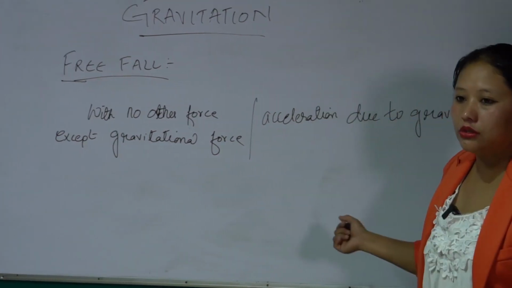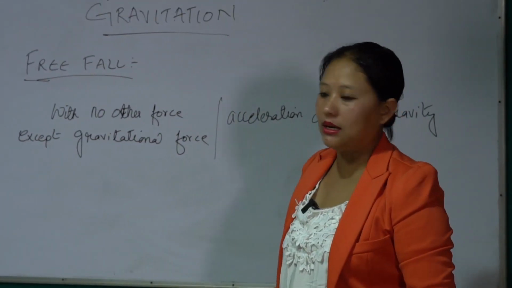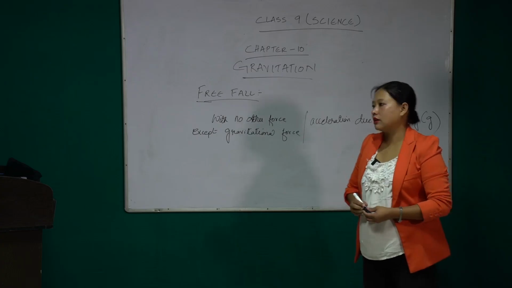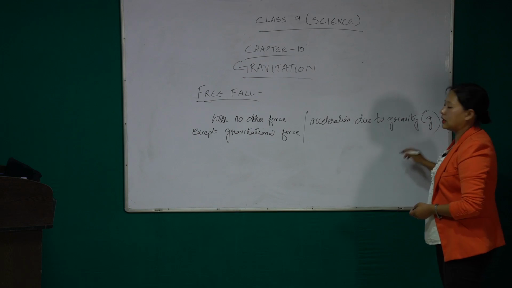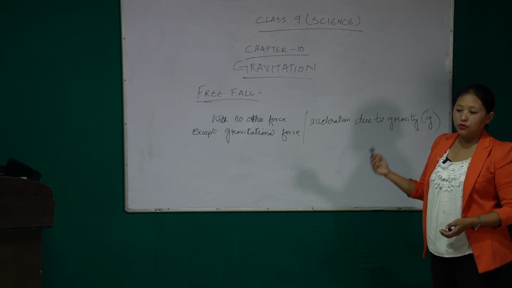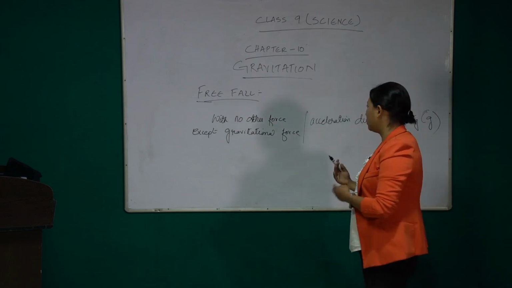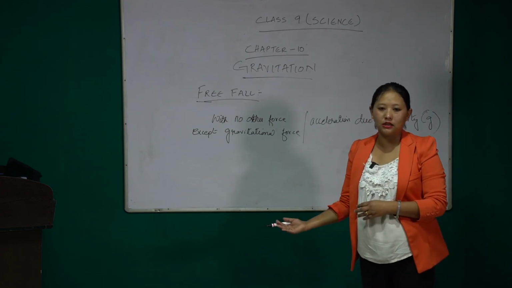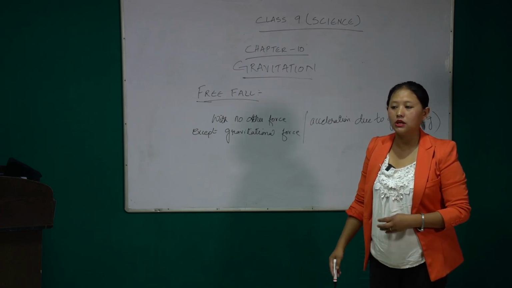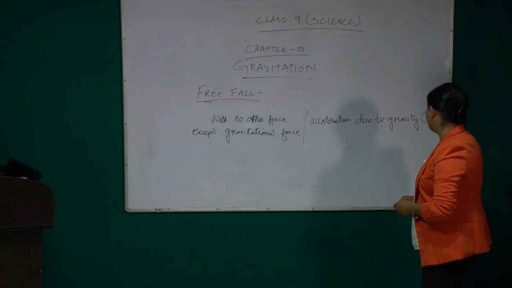This acceleration due to gravity is denoted by a small letter g. Don't get confused. This small g is acceleration due to gravity and the capital G is the universal gravitational constant. So don't be confused between capital G and small g. Small g is acceleration due to gravity and capital G is the universal gravitational constant.